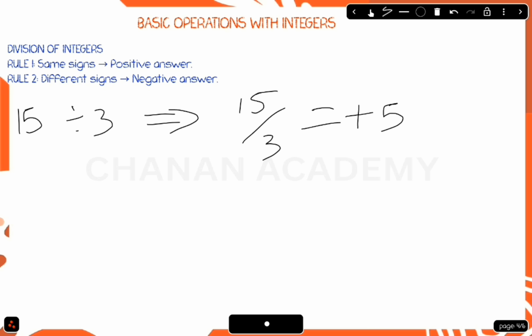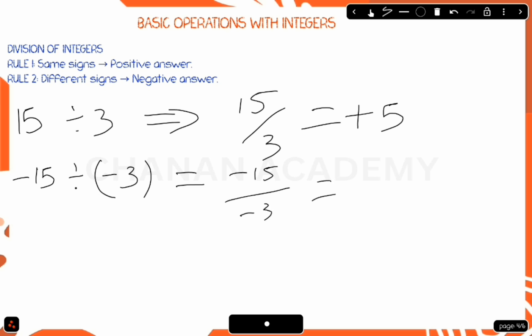Okay, so let's say negative 15 divided by negative 3, which can also be expressed as 15 over 3. Now, still with rule 1, same sign, our result is still going to be positive 5.